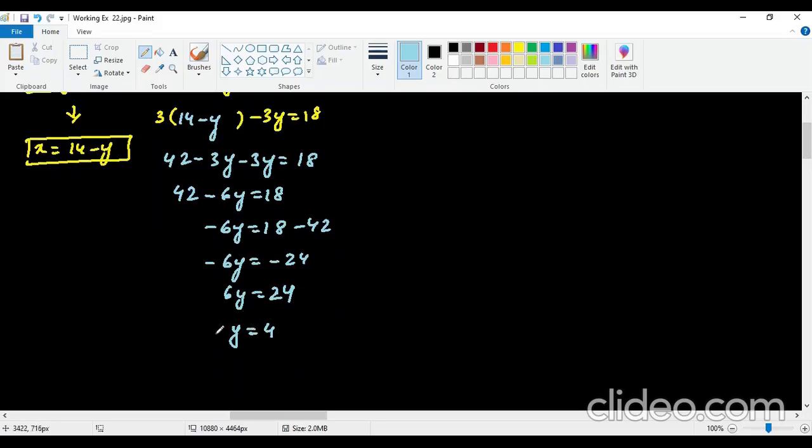Now I know the value of x. The value of x is 14 minus y, and the value of y is 4. So the value of x is going to be 10. So we know the value of x and y.